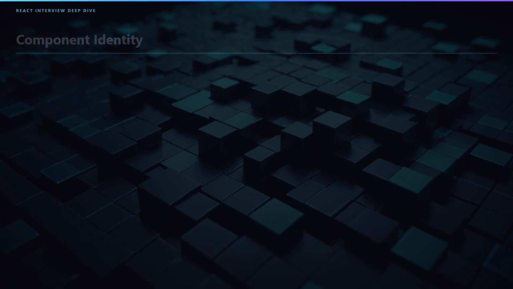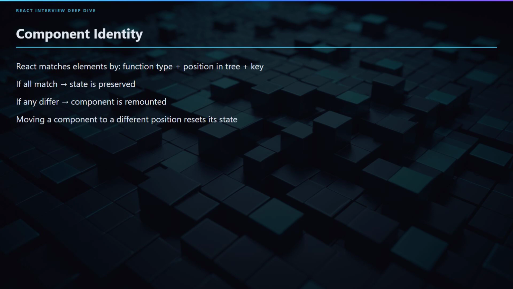When it comes to component identity, React does not track component instances directly. Instead, it matches elements in the tree by 3 things: the function type, the position in the tree, and the key prop in lists. If all 3 match, React preserves the component and its state. If they do not match, the component is remounted from scratch. This is why moving a component to a different position in the tree resets its state.